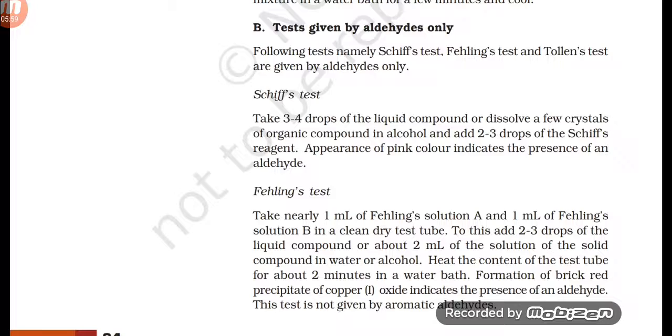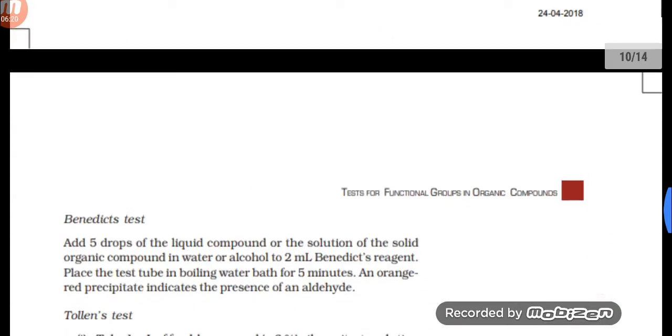To this add 2-3 drops of liquid compound or about 2 ml of the solution of the solid compound in water or alcohol. Heat the content of the test tube for about 2 minutes in the water bath. The formation of brick red precipitate of copper(I) oxide indicates the presence of an aldehyde. This test is not given by aromatic aldehydes.